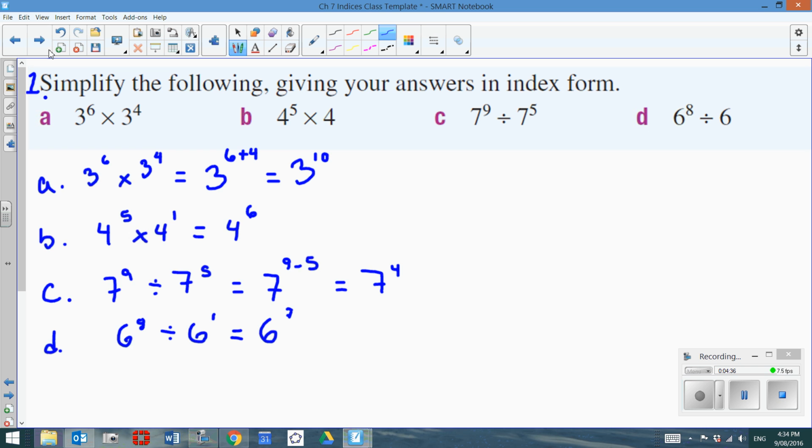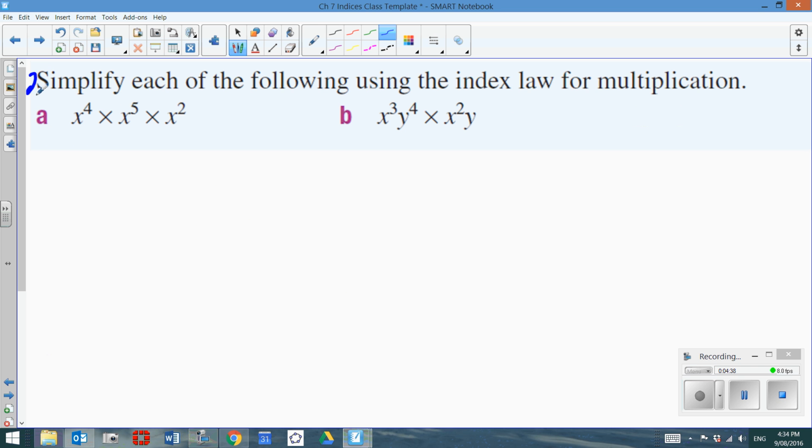So that was example number 1. Let's look at example number 2. Simplify each of the following using your index law for multiplication. So again, for multiplication, we add our indices. So I'm going to wind up saying that x is going to be raised to the 4 plus 5 plus 2. Another way to say that is just x to the 11th.